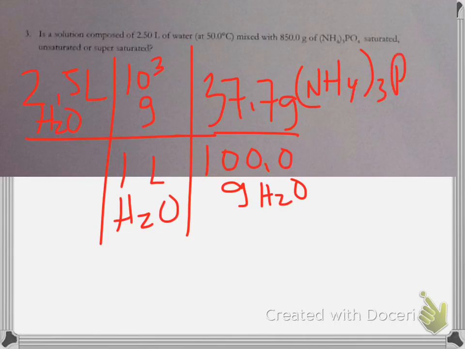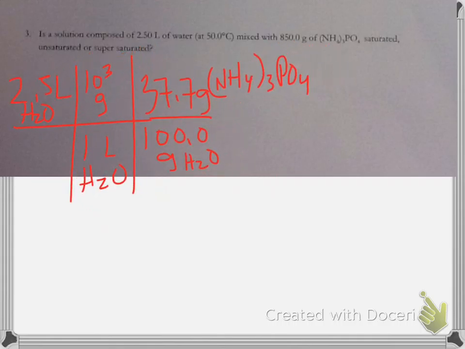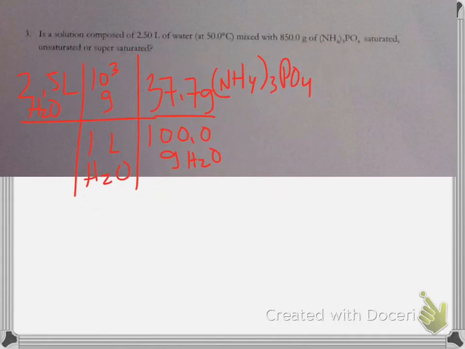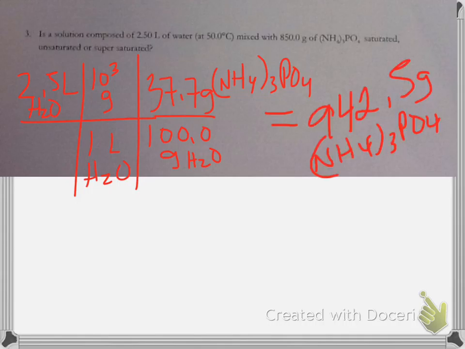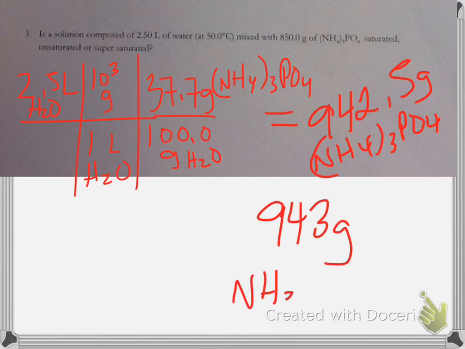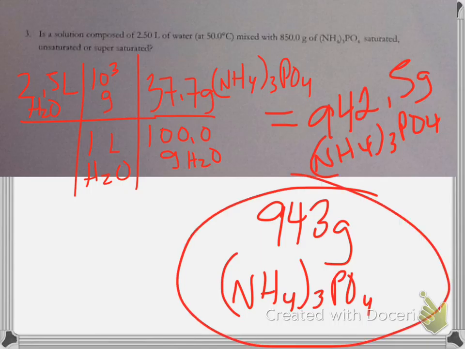NH4, 3, PO4. Okay. Get a raw number. Okay. When you have your raw number, you can look up here and see if it compares favorably. 943 grams of ammonium phosphate.